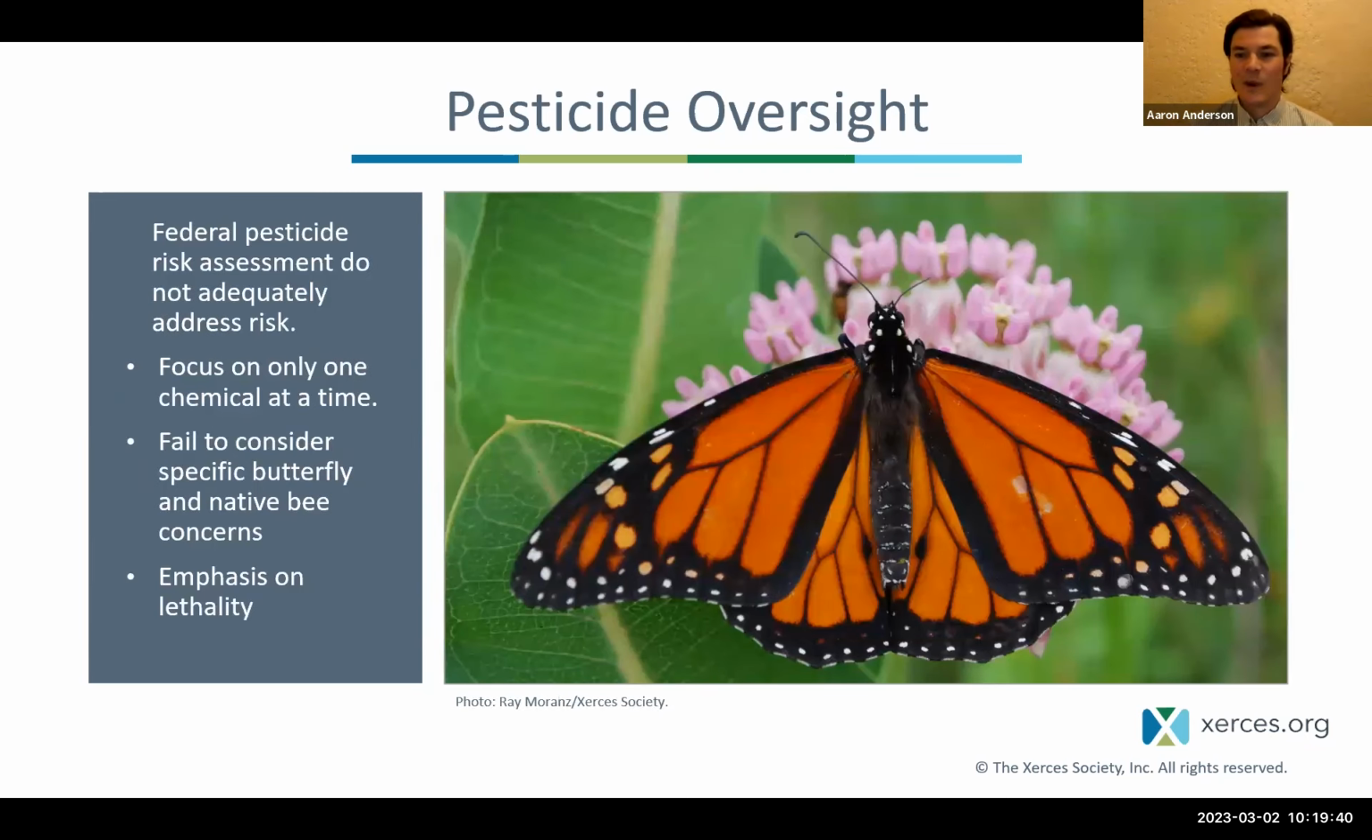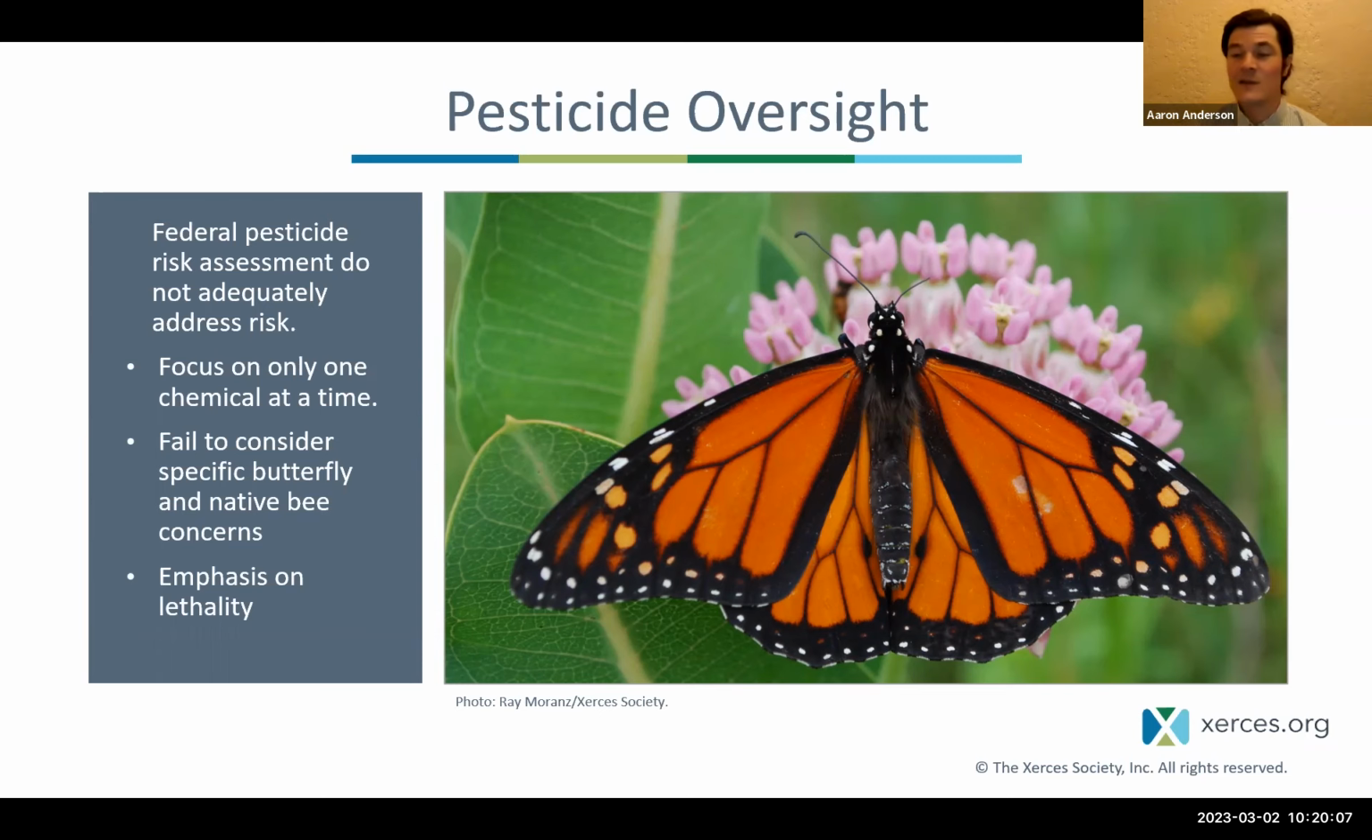So there's a long list of ways that the EPA, which is the federal agency overseeing pesticides, underestimates the risk to pollinators in their assessments, which then leads to harmful pesticide uses. I'll just list a few concerns really quickly. They focus on one chemical at a time. Pesticides are rarely found alone in the environment, whether sampling is of water, soil, or pollinator habitat of plants.